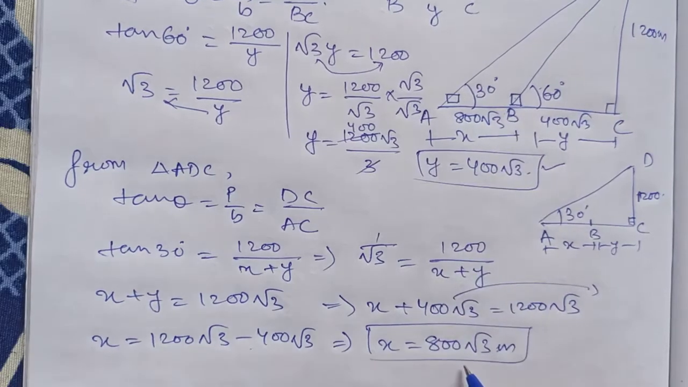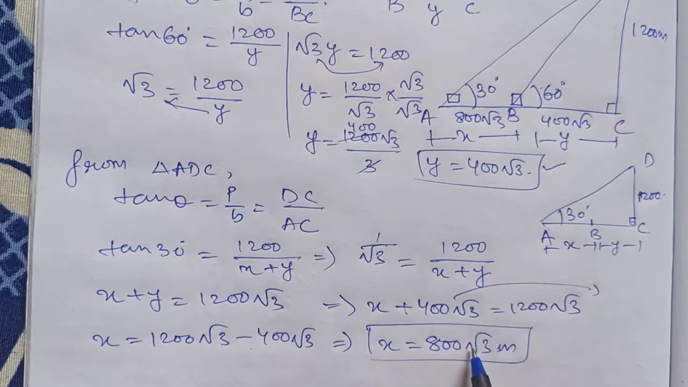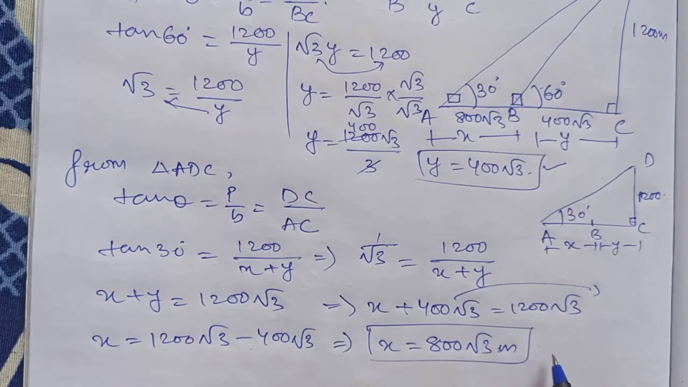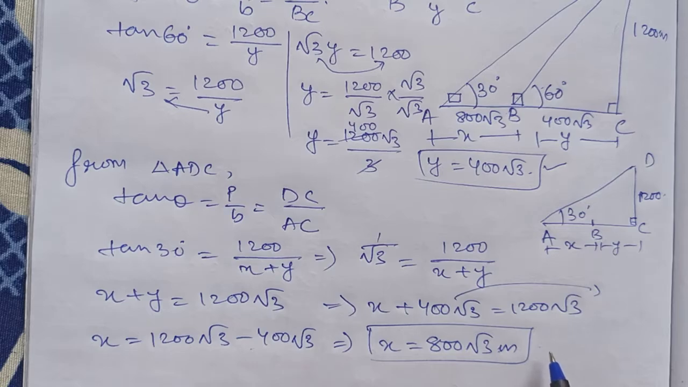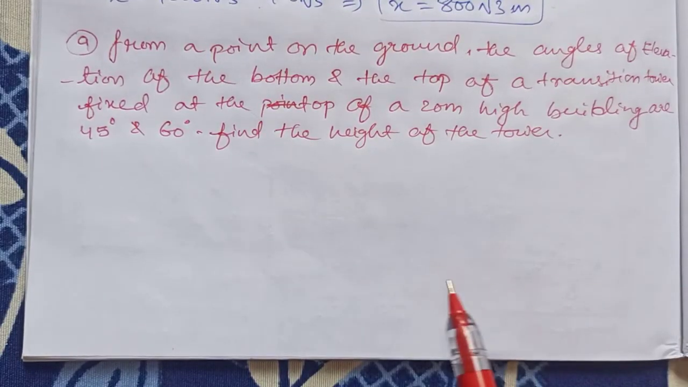Okay, if you have to calculate the value, you substitute the value of root 3 here and multiply with 100, that is 100 into 1.732. You will get the answer in decimal. Okay, next question. Now question number 9.